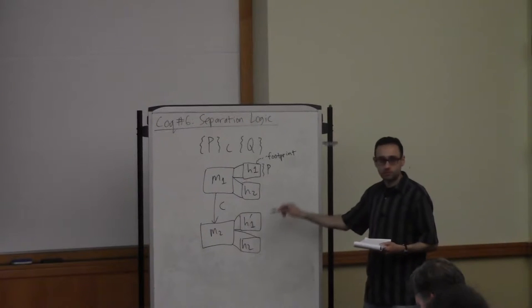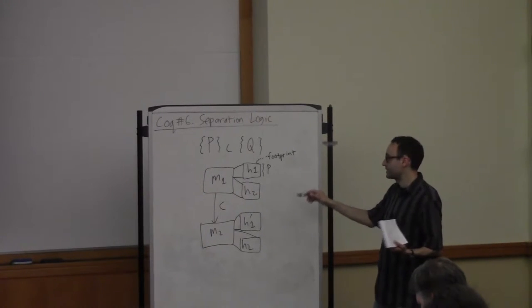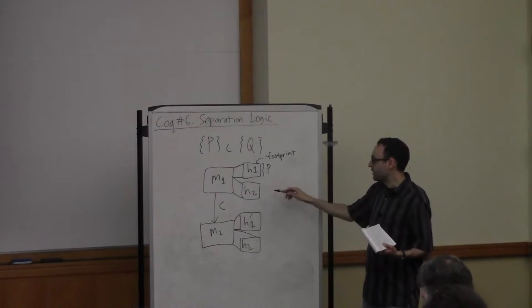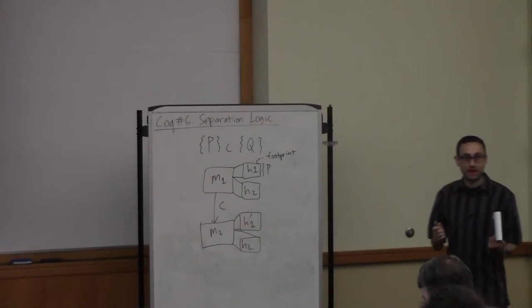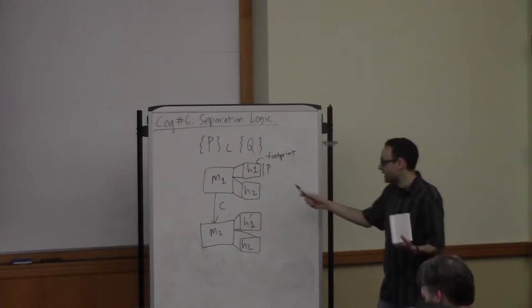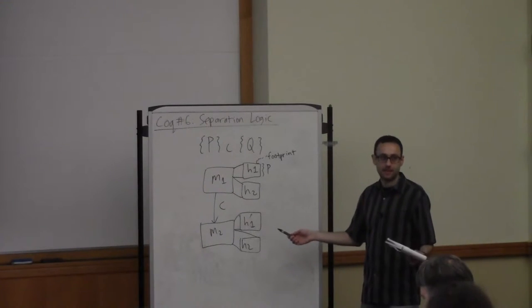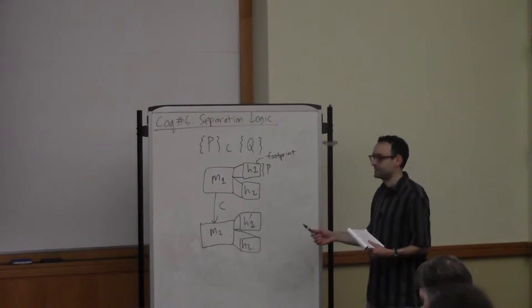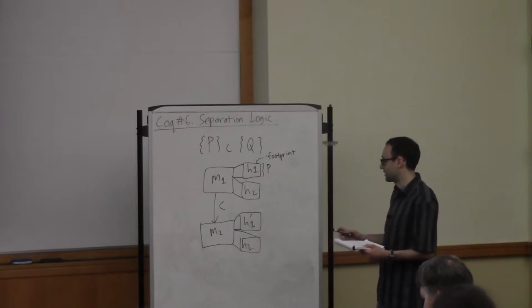We have the same heap 2 as before. So the idea is that H2 is the part of memory that this program is not going to touch. It's not going to read from it. It's not going to write to it. So of course, that part of memory is preserved intact by the execution of this command. It finishes in exactly the same state as it started out in.